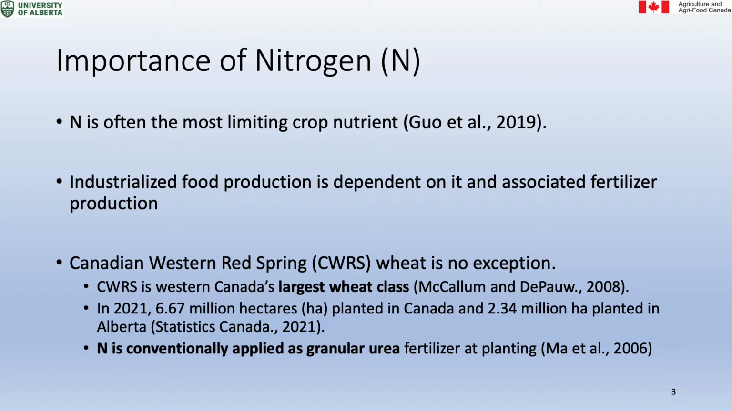Firstly, I'd like to reinforce the importance of nitrogen that I'm sure we're all aware of. It's often the most limiting crop nutrient, and industrialized food production is dependent on it, and industrialized fertilizer production. And Canada Western Red Spring Wheat is no exception to this. CWRS is Western Canada's largest wheat class. In 2021, about 6.7 million hectares were planted in Canada, and about 2.3 million of those were planted in Alberta alone. And nitrogen in CWRS is conventionally applied as granular urea fertilizer at planting.